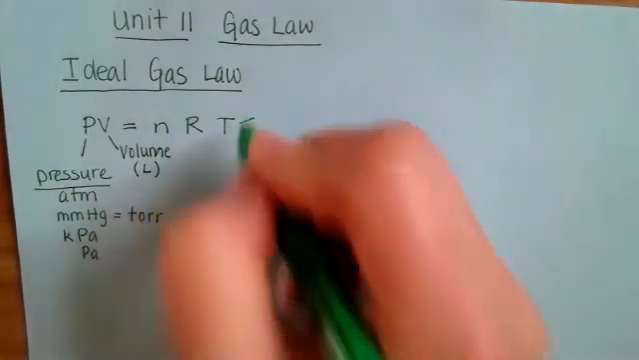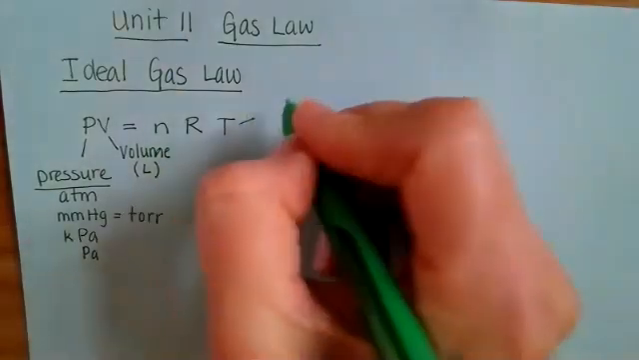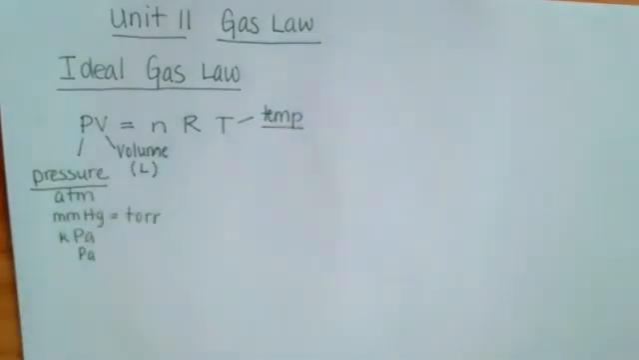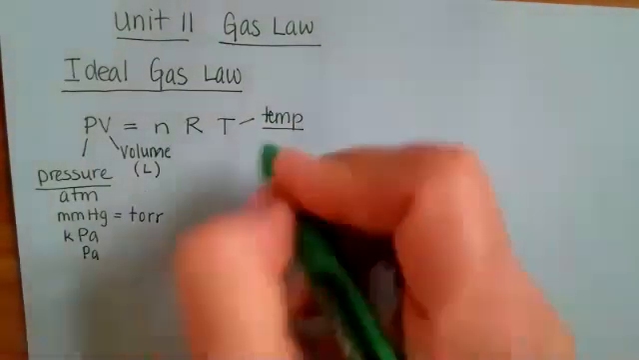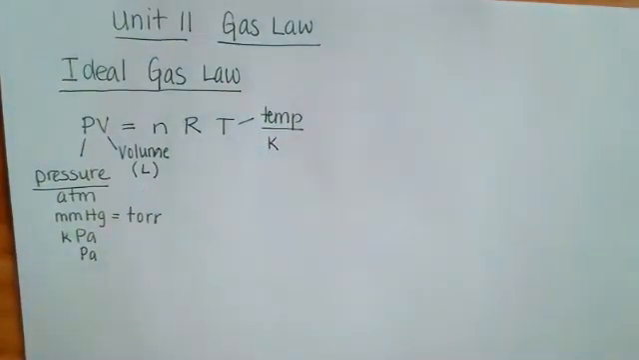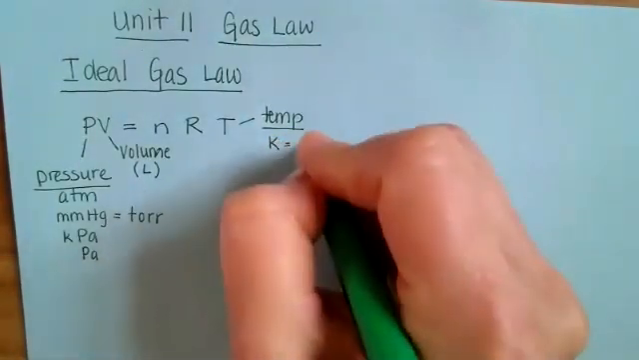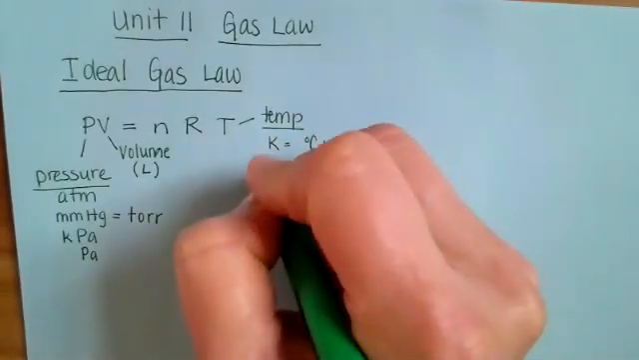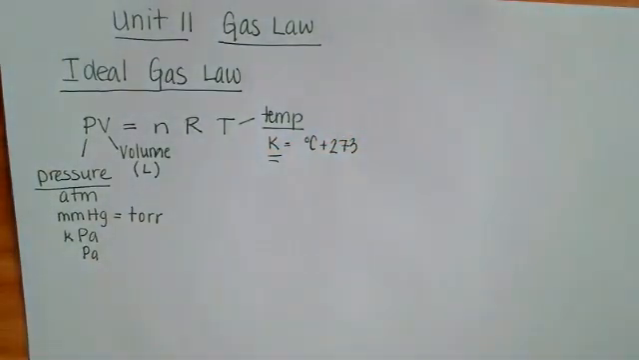Then we have a variable that we've seen before and used. It's called temperature, T. Just as we practiced before in the gas laws, temperature needs to be in Kelvin. To get Kelvin, you take your Celsius and you add 273. So make sure that you continue changing it into Kelvin if it's not in Kelvin already.